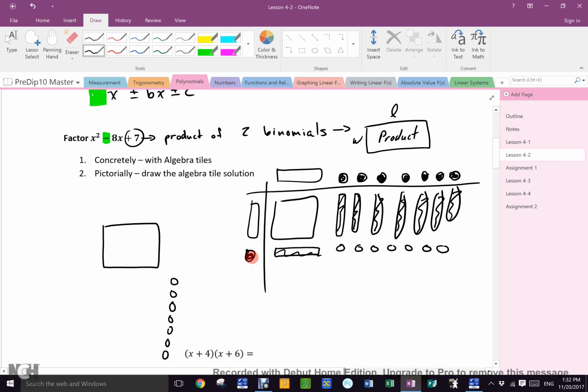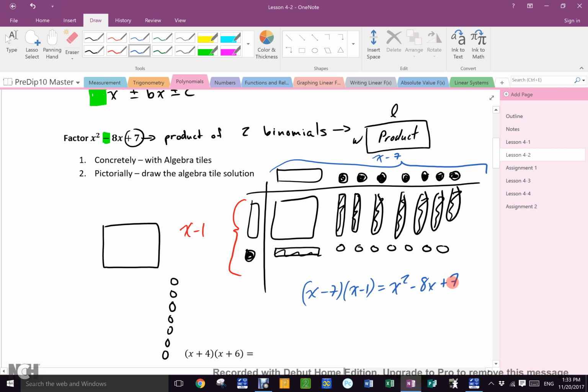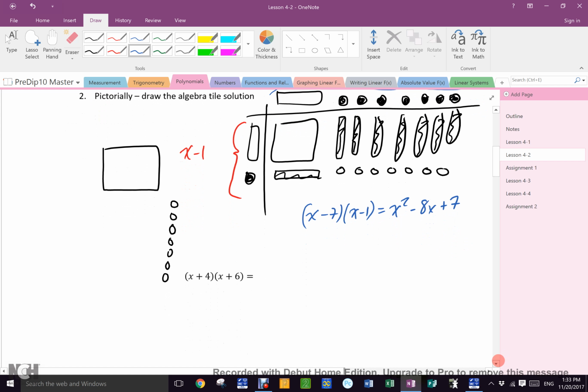Yes? So, we also know that the factors live on the outside, yes? So what is this as a factor? X minus 1. What is this as a factor? X minus 7. Yeah? So how would I write this algebraically? X minus 7 is one factor. X minus 1 is the other factor. And what's my product? X plus 7. Everybody good? Great.